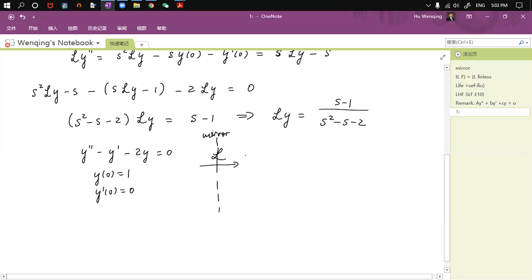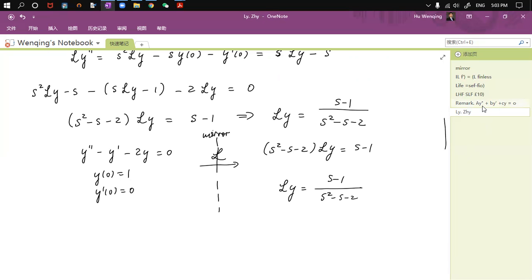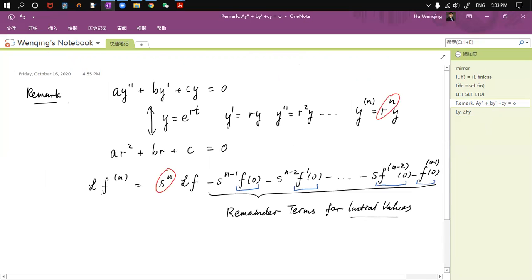When you transform, this equation becomes s squared minus s minus 2 times the Laplace transform of y equal to s minus 1. So you are really able to solve this equation inside the mirror because you don't have any derivatives. That's the good news. Why don't you have any derivatives? Because this identity about the transformation helps you get rid of those derivatives and recover the original Laplace transform.